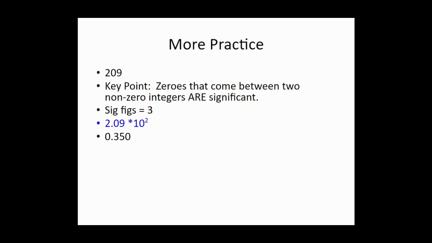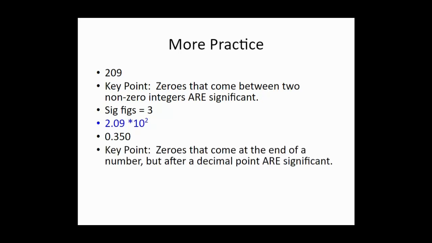All right, here's another example, 0.350. So this is a decimal with a 0 in the ones place. When we put it into scientific notation, we're going to move that 3 over to the ones place. Zeros that come at the end of a number after a decimal point in scientific notation are significant. So once we move that decimal point and put it into scientific notation, that 0 needs to remain because it's after the decimal point, so it is significant. The 0 before the decimal point, when it's not in scientific notation, disappears when you put it into scientific notation, and so that 0 is not significant. So we have 3 sig figs, the 3, the 5, and the 0 at the end.